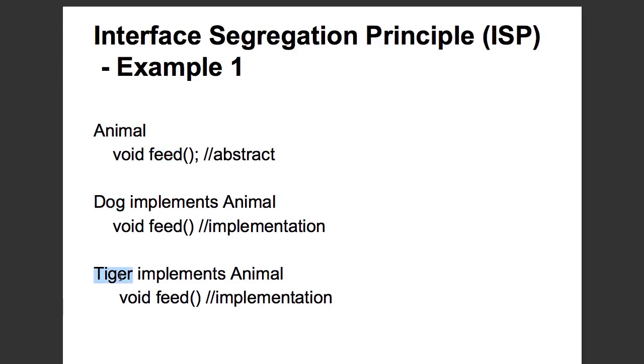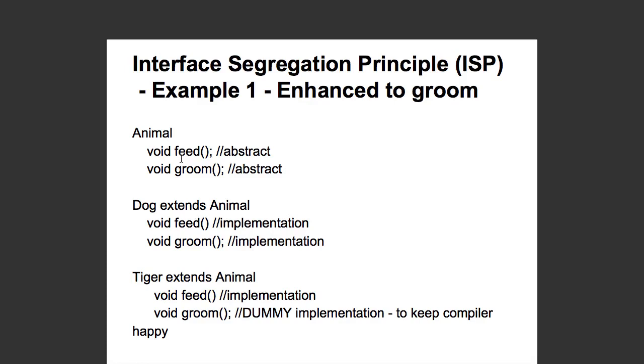Both implement the feed method. Let's say now I need to add a feature to groom. What would happen if I add the groom method to the animal interface? The dog and the tiger would both need to implement the groom method. Groom is something which should only be applicable to domestic animals. So I can groom a dog, but for a tiger, I'm providing a dummy implementation just to keep the compiler happy. Is that a good implementation?